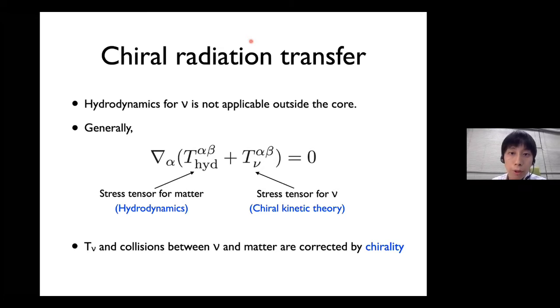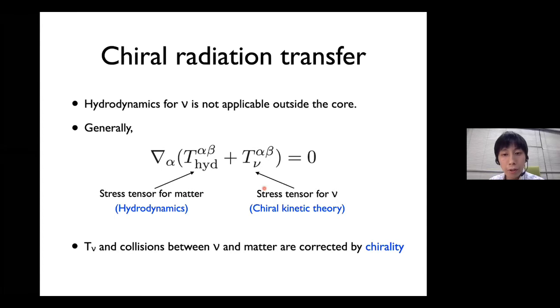to describe the evolution of supernovae. As I said, generically, hydrodynamics for neutrinos is not applicable, especially outside the core of supernovae. And the most general theoretical framework is given by the hydrodynamics for ordinary matter made up of baryons and electrons coupled to the chiral kinetic theory for neutrinos. And such a theory is given by the total energy momentum conservation. Here T_hydro is the stress tensor for the ordinary matter made up of baryons and electrons, and T_nu is the stress tensor for neutrinos, which is described by chiral kinetic theory.